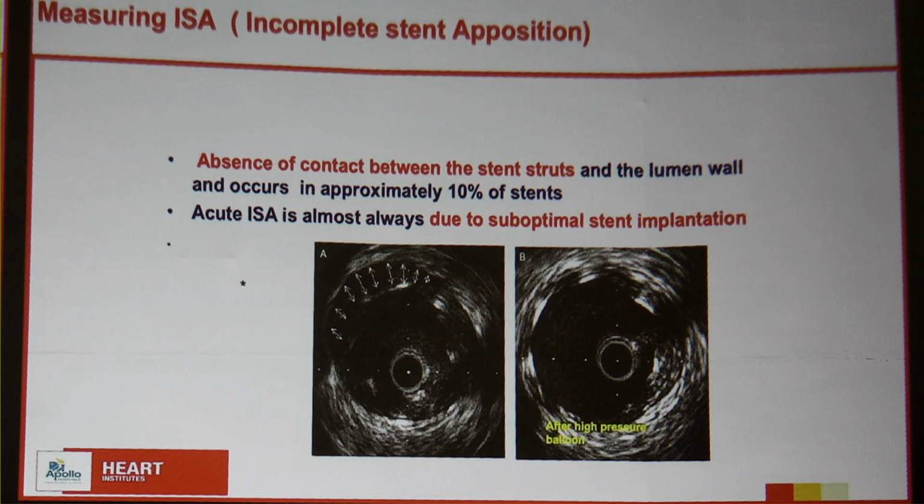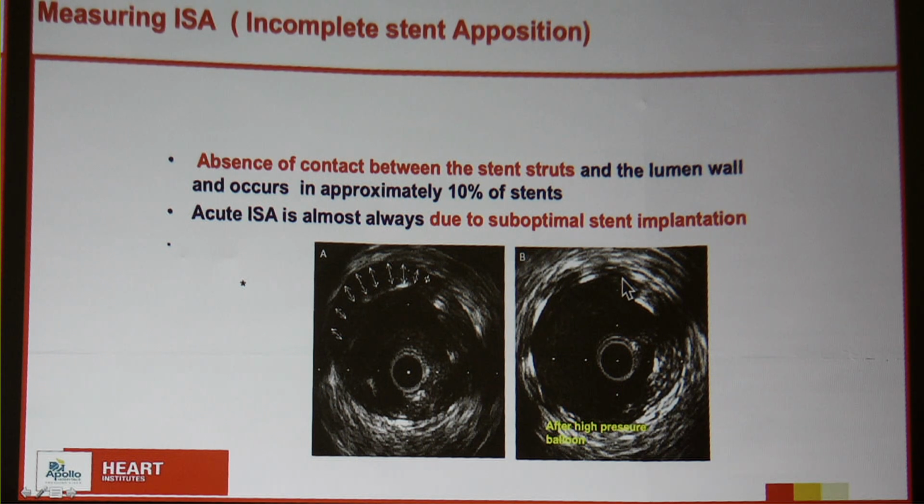Now, what is incomplete stent apposition? Incomplete stent apposition is when, at the lumen wall, approximately 10% of the stent struts have not apposed. So that is the ISA, incomplete stent apposition. You can see this case where the stent has not been well apposed. So we dilated at a very high pressure. Now you can see that it is well apposed.